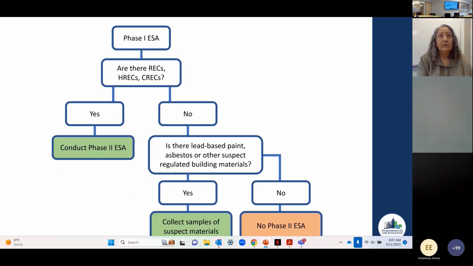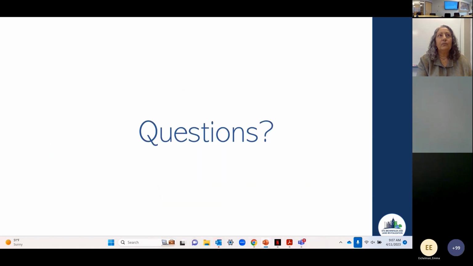So this is just a little flow chart that kind of summarizes the steps and the decision points. Again, you will have access through the link to this presentation, and it's just sort of an easy cheat sheet. So let's pause there again for questions.